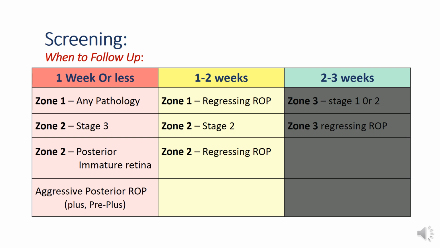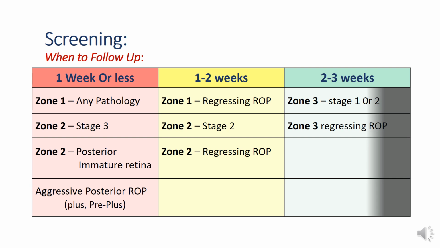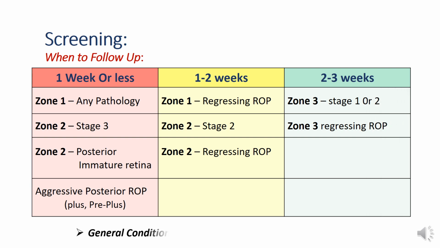Regressing ROP in zone 1 and stage 2 ROP and regressing ROP in zone 2 deserve follow-ups within 2 weeks. Pathologies in zone 3 usually get followed up in 3 weeks.